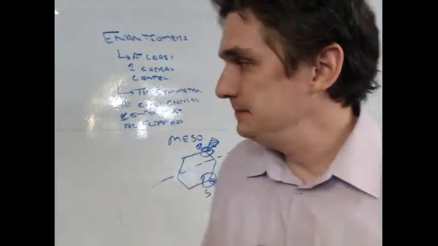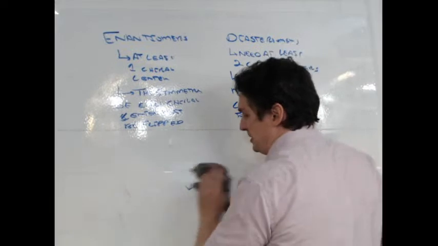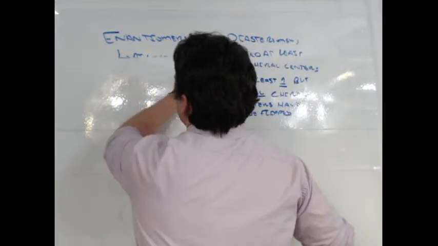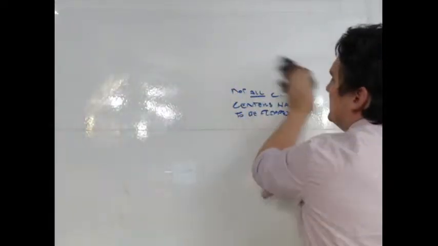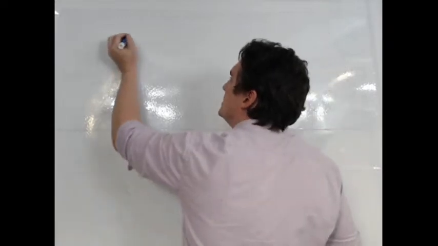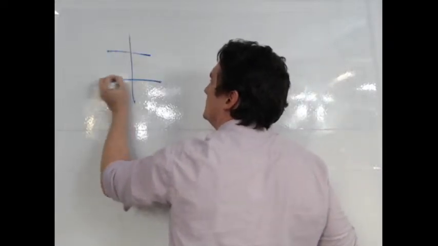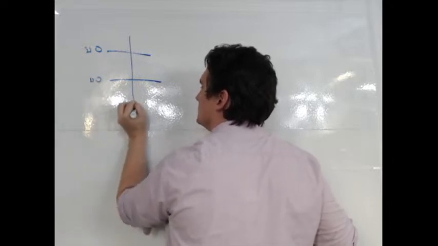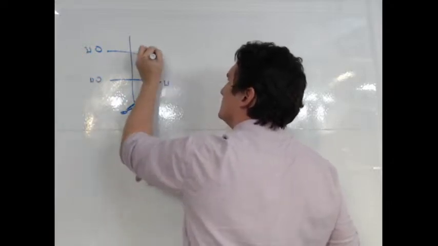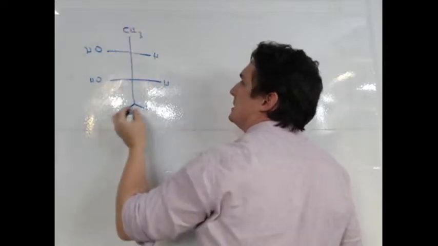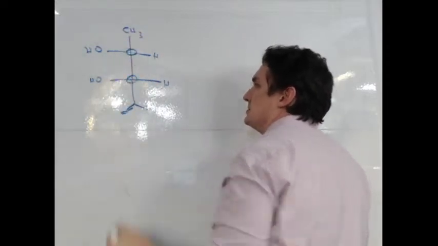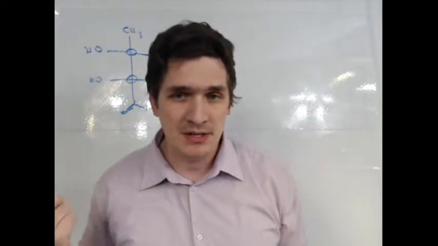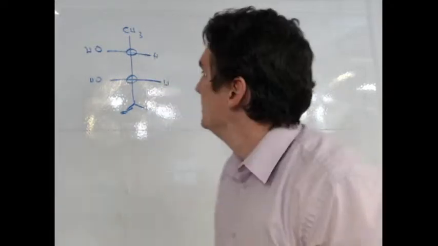Now, a cool thing about Fischer projections, and I do mean that unironically, is that they actually make teasing out the enantiomers and the diastereomers a lot easier. So let's say I have this molecule and it has two chiral centers. I personally do not know what this is off the top of my head in terms of R and S.